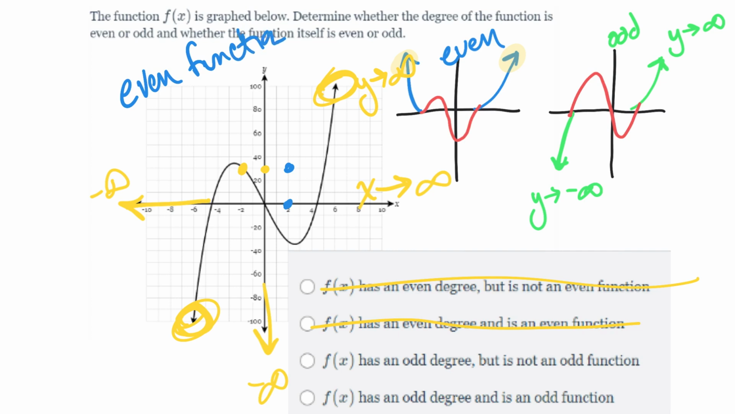So let's check to see if it's an odd function. We know that it's an odd degree because it's coming and going in different directions. But if it's an odd function, when we find a point, like we saw -2, 30, an odd function is going to have the inverse to that, 2, -30. That's what odd functions do. And if we look, we can see 2, -30. What we do have here is an odd degree, which is an odd function.